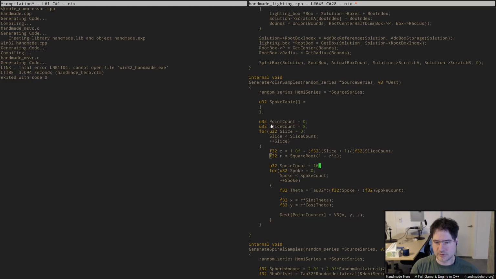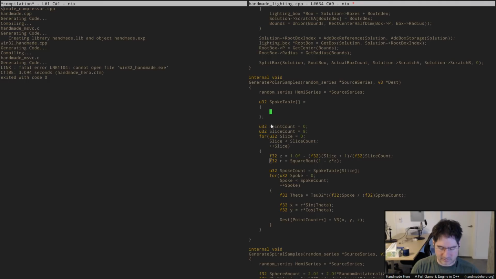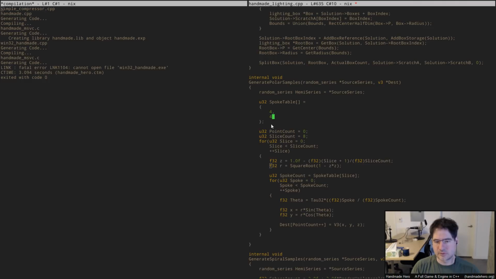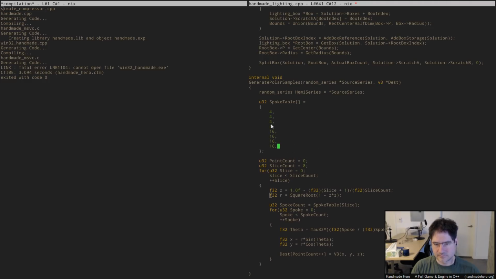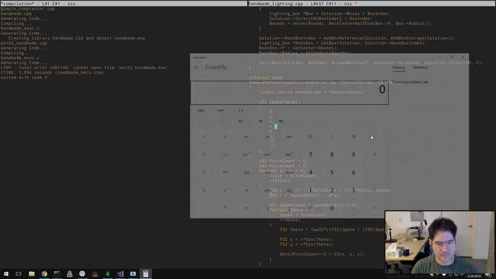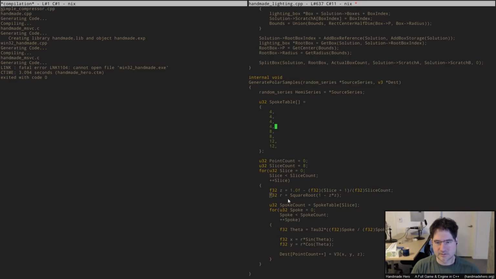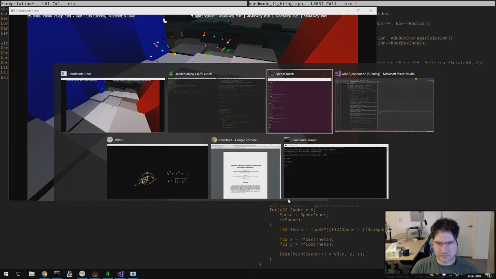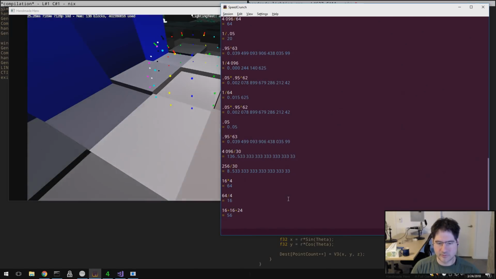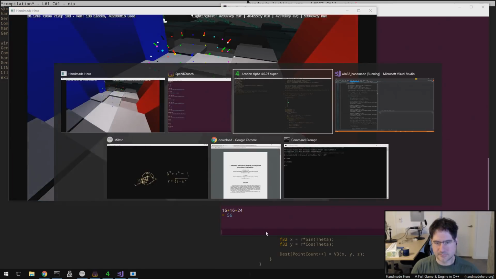So in here with spoke count, we're just going to say it's the spoke table indexed by the slice amount. And so let's say we did something like, we know we've got 8 of these. So if we did something like this. All right. So let's say we did something like, I don't know. How are we doing here? That's 16 plus 16 plus 24, right? Oops, I've been admonished to never use calculator on the stream. There we go. So 16 plus 16 plus 24, right? So we have a little bit more to distribute there.